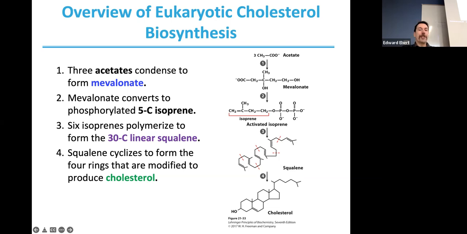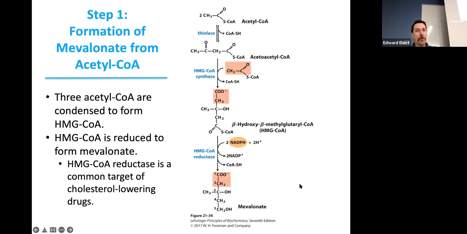So we can kind of divide all this up into 4 major steps. Acetates to make mevalonate, mevalonate to make isoprenes, isoprenes to make squalene, and squish our squalene together to make our ring structures and our cholesterol. Okay. Good times, right? So there's a lot to this, and this is important stuff to know, because cholesterol is such an important molecule in the body.